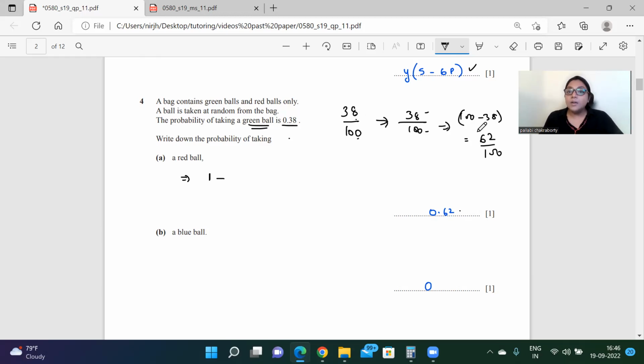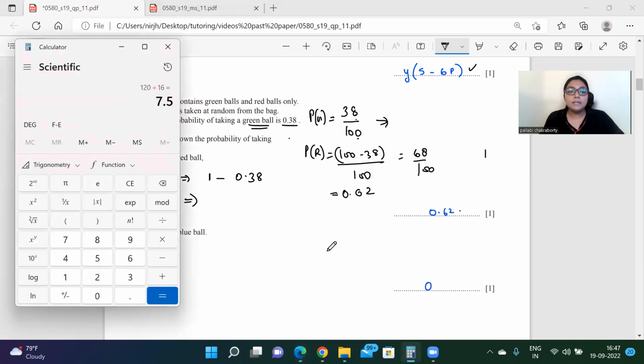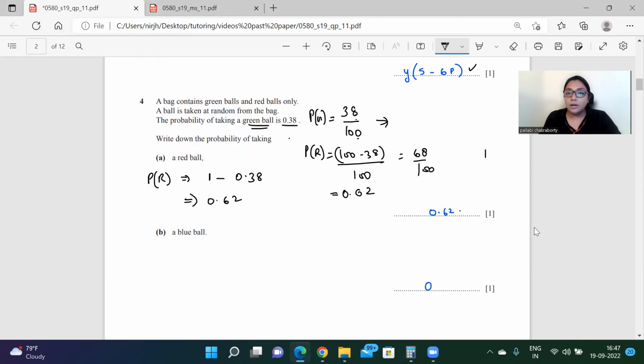You have 38 by 100, so that is the probability of a green ball. You write P of G as 38 by 100. So P of red will be 100 minus 38 by 100, which is 62 by 100 or 0.62. That is one of the ways of doing the question. The other way is you straight away use only the decimals and not the fraction or the percentage part. That means the probability of getting a red ball, P of red ball, will be 1 minus 0.38, which gives you 0.62. And that's your answer, right?